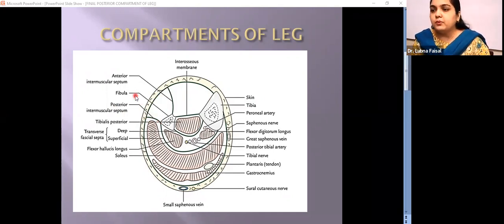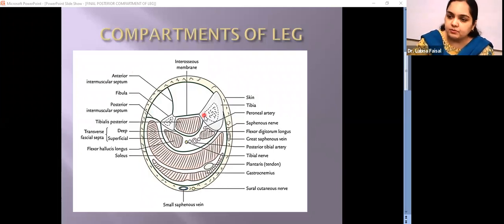The bones that are present in the leg are two bones, tibia and the fibula. So the two septa, the anterior intermuscular septa and the posterior intermuscular septa, divide the leg into three compartments, that is the anterior, posterior and the lateral compartment. You are done with the anterior compartment and the lateral compartment.